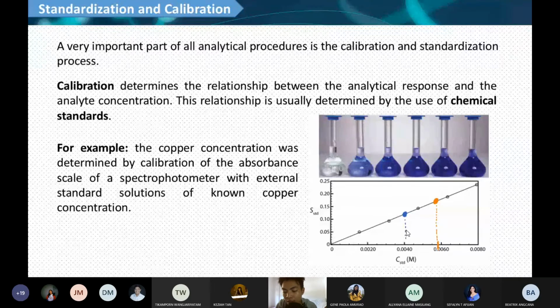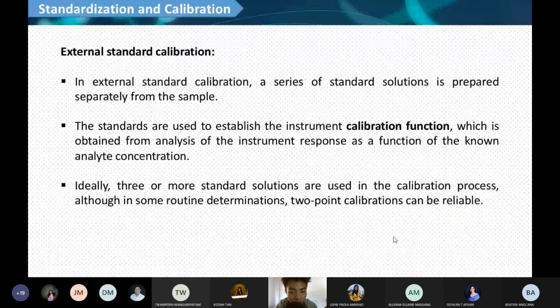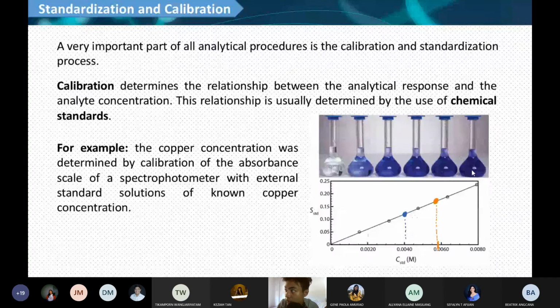There are several techniques when establishing standard calibration. One is the external standard calibration, in which you use external standards in order to obtain the calibration curve. Then you will use the calibration curve to identify the concentration of your analyte.